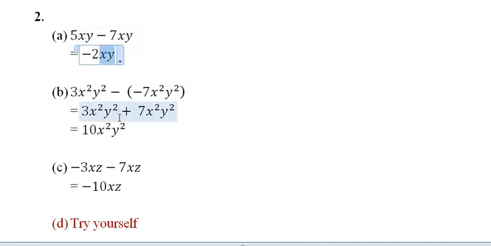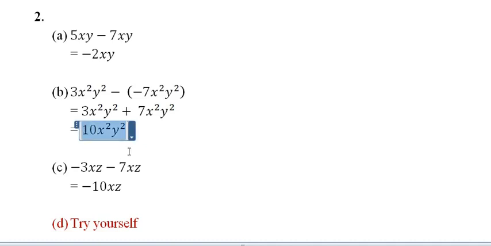Now let us move on to question number 2b. So it is 3x square y square minus, open the bracket, minus 7x square y square. So minus into minus, it will be plus, isn't it? So we will do the addition. So 3 plus 7, it will be 10. And x square, y square as the variables. So this is your answer.